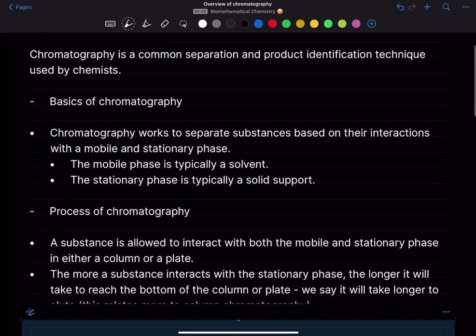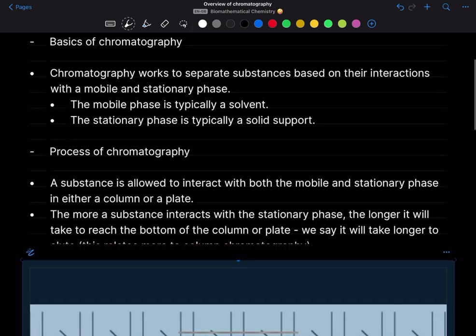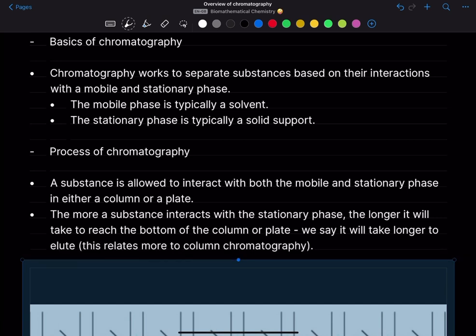All right. So chromatography is a common separation and product identification technique used by chemists. So the basics of chromatography: chromatography works to separate substances based on their interactions with a mobile and stationary phase. The mobile phase is typically a solvent, and the stationary phase is typically a solid support.